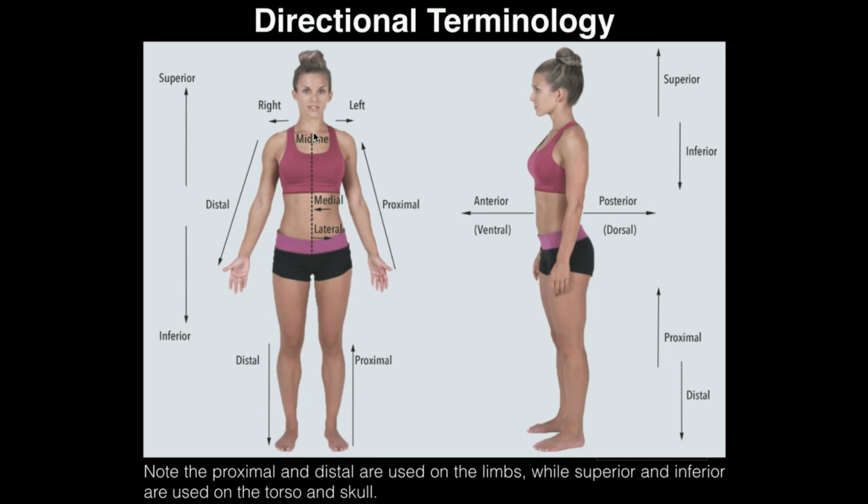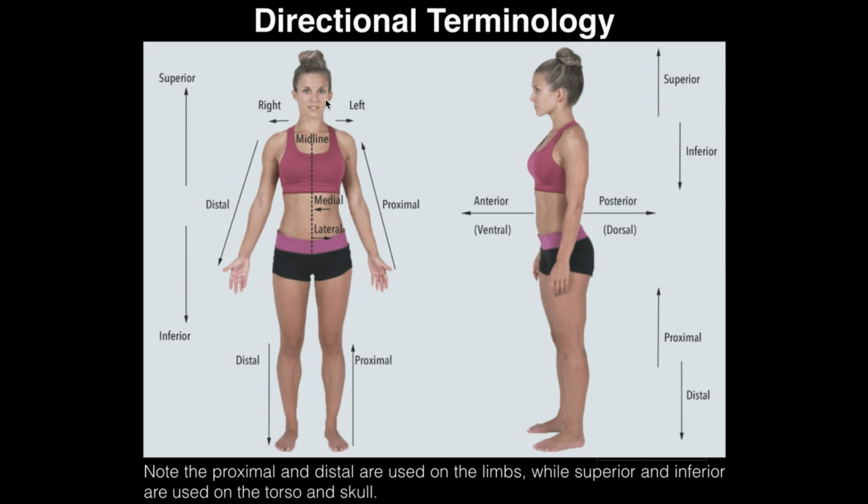Okay? Now, in the context of the torso, which is basically everything excluding the limbs, the arms and the legs. So the torso is basically everything in this area where my mouse is, including the skull. We're going to consider that also. When we're talking in this region, for talking about top versus bottom, we use the terms superior and inferior. So superior means something is above something else, and inferior means it's below something else.